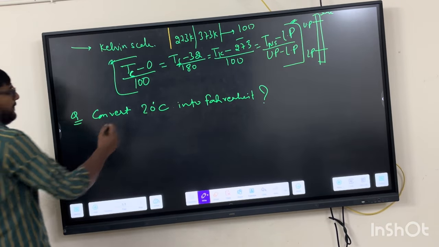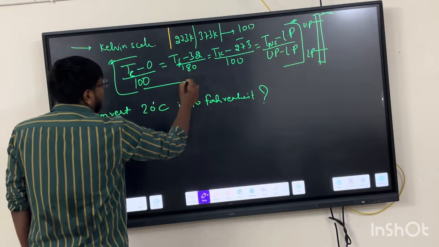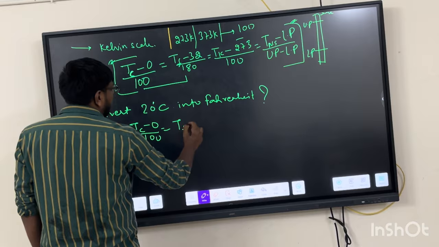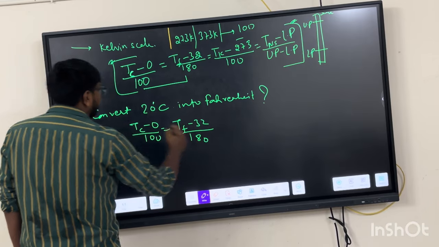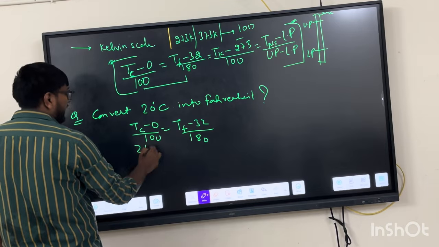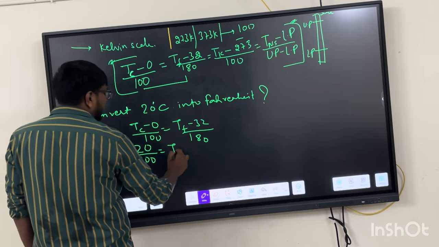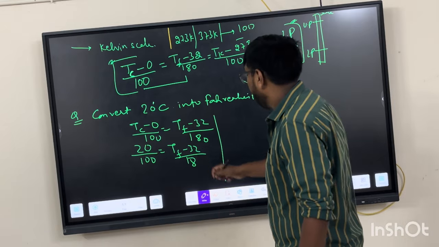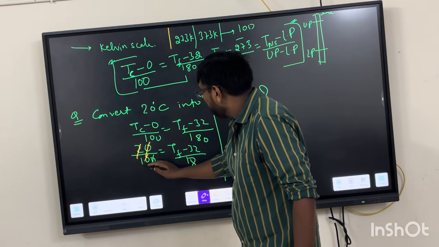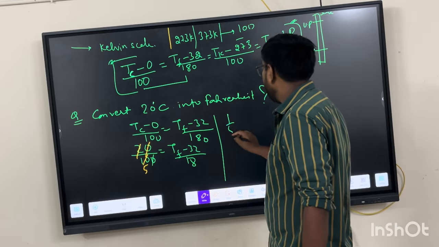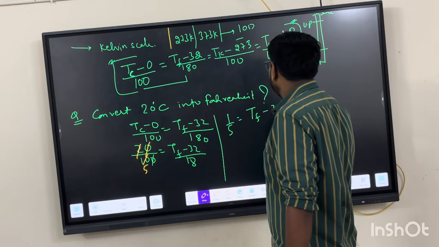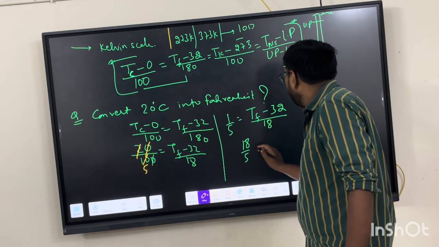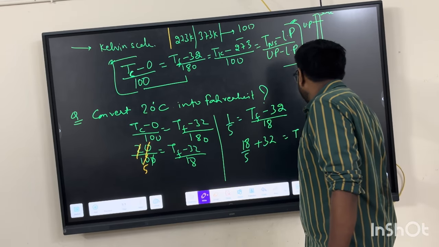How can we convert? Simply put the Celsius and Fahrenheit relation. We know that (Tc minus 0) by 100 equals (Tf minus 32) by 180. Tc is 20, so 20 by 100 equals (Tf minus 32) by 180. If we solve it, the 0 cancels out, and 2 into 1 by 5. So 1 by 5 equals (Tf minus 32) divided by 18. Then 18 by 5 plus 32 is equal to Tf.